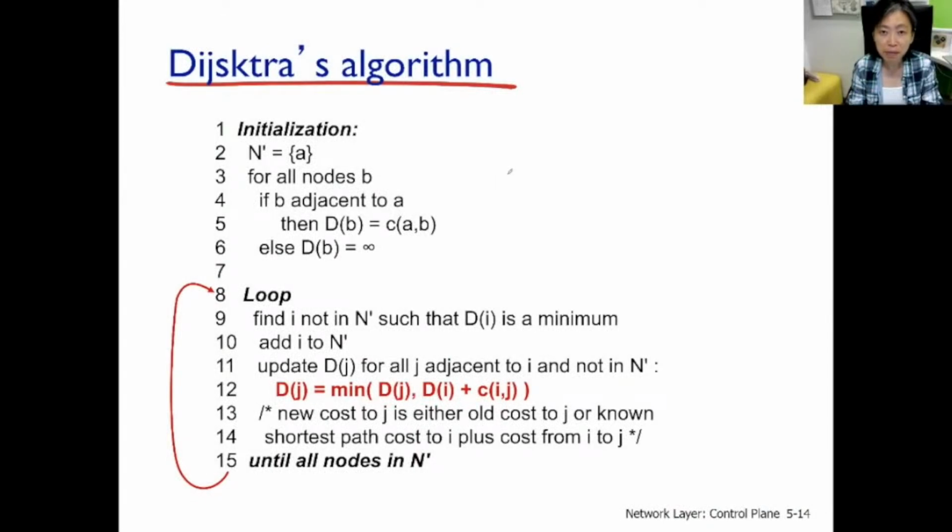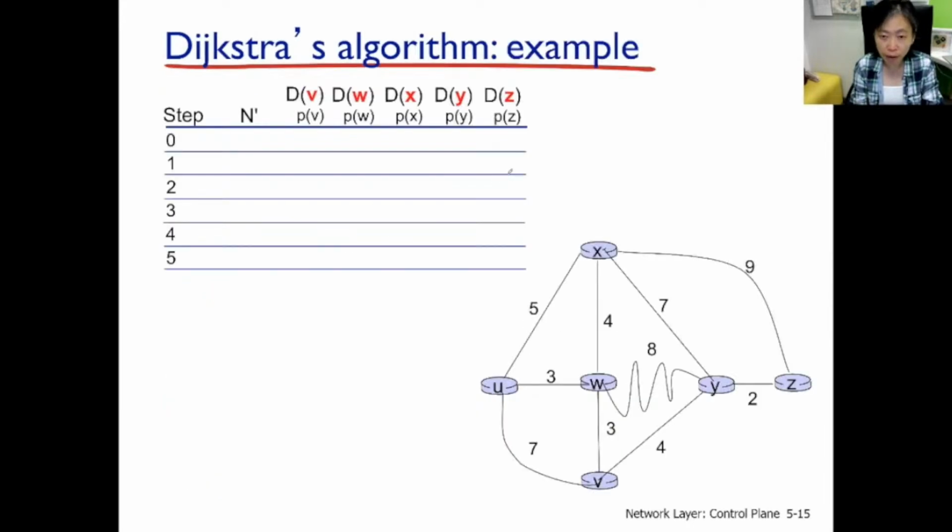So that was the walkthrough of the pseudocode. I know it might appear a bit fuzzy to you. Let's go over a concrete example. So in the example, again, we have 6 routers and their links. Each link comes with a cost. And let's assume U is the source, and Dijkstra is going to do the computation starting from U.